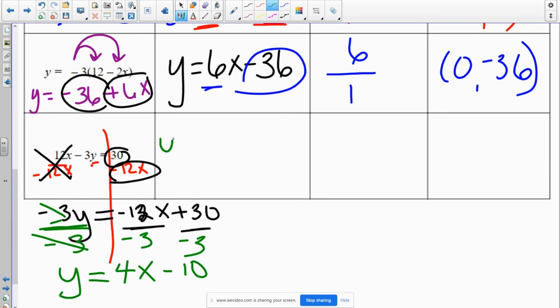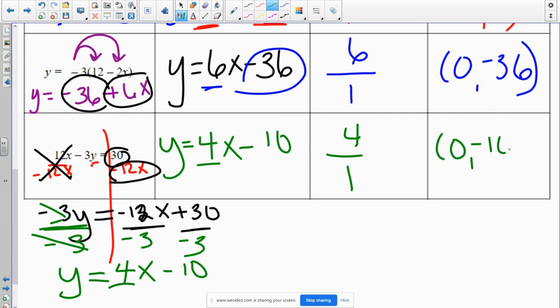So after all that work, we have our equation. y equals a beautiful 4x as my slope minus the 10. So slope is 4, so write it as 4 over 1. This would be rising 4 over 1 to the right, and it would cross at negative 10. Remember, we write that as an ordered pair because x is 0 and y is negative 10.